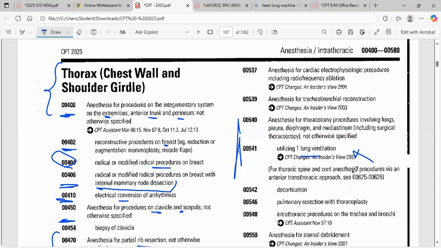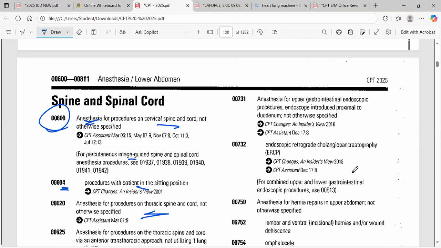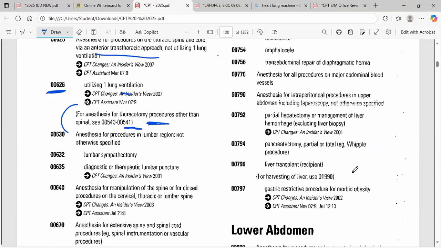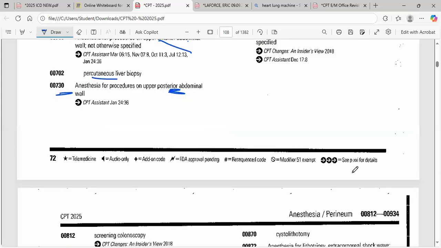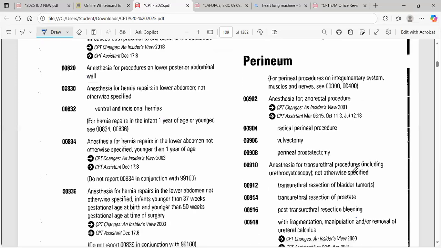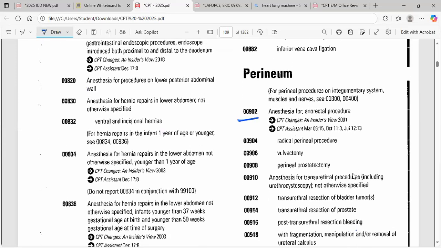Now let's wrap up the session quickly. Now let's go through the in-depth procedures. Next, we already covered the lower abdominal area. Then we have perineum, anesthesia for anorectal procedure, radical perineal procedure, vulvectomy, vulva has been removed. Whenever you see the word ectomy at the end of the procedure, that means removal.